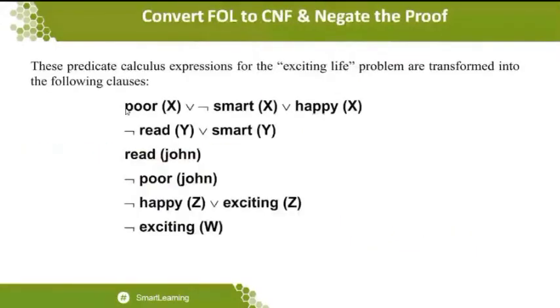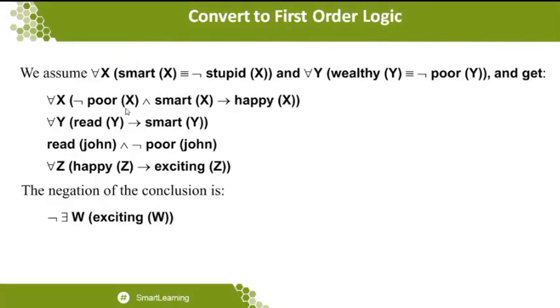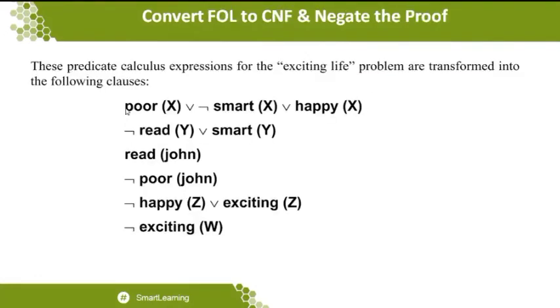Eliminating the conjunction, you can see read of John followed by not of poor of John, so you get two statements. Followed by that, we have a statement happy of Z, which implies exciting of Z. This statement can be written as not of happy of Z or exciting of Z. That is the statement correctly made. And the last statement I want to provide is not of exciting of W.